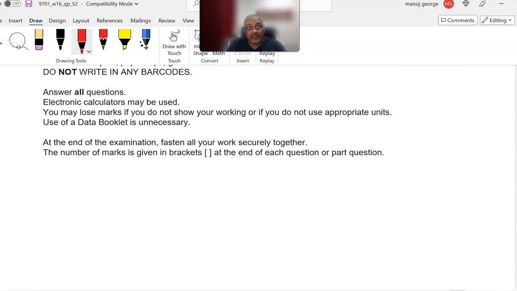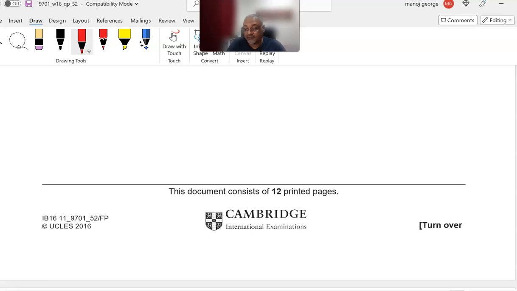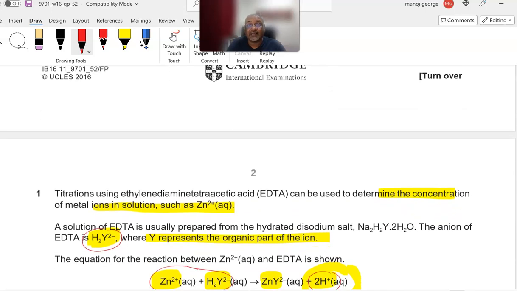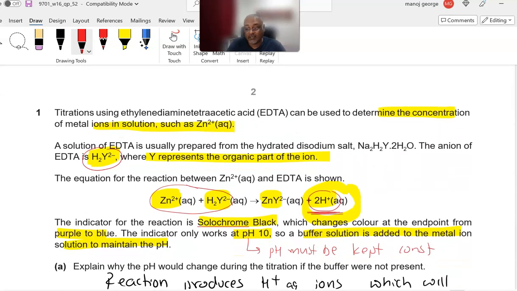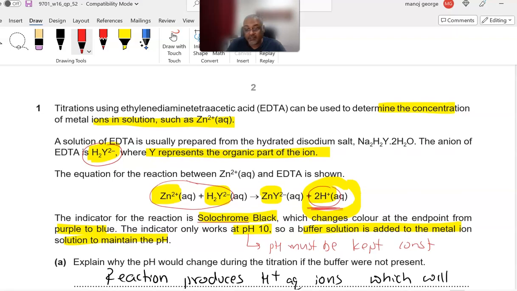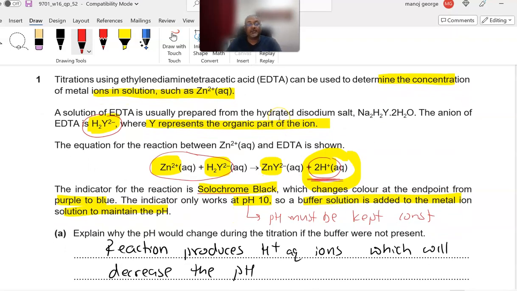Remember, the first question in any A-level paper 52 is referred to as the planning question. The second one is considered as evaluation. If you look at the first question here, it talks about a titration being used to figure out the concentration of the zinc ion using EDTA solution.